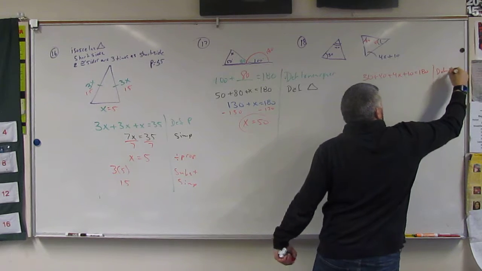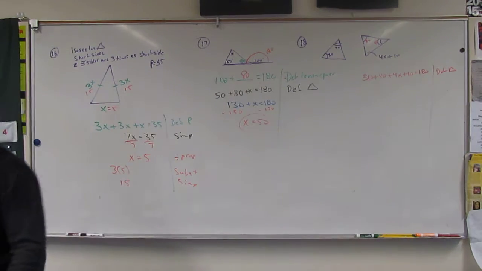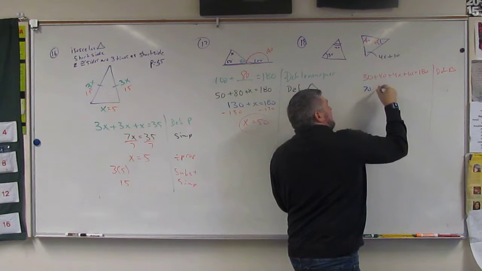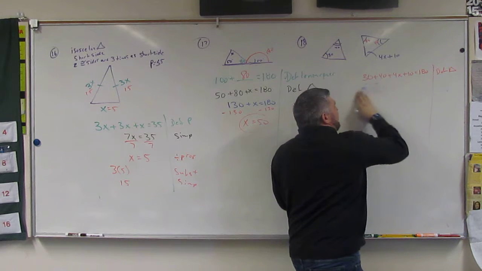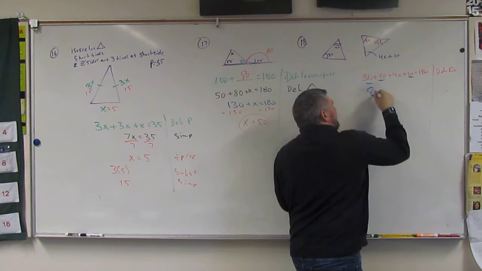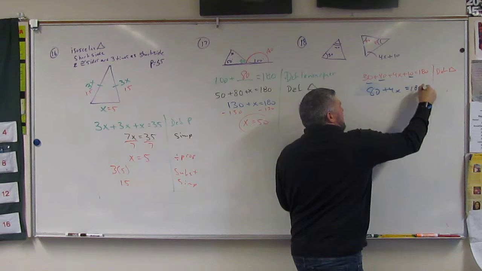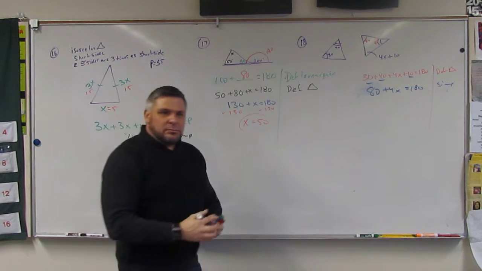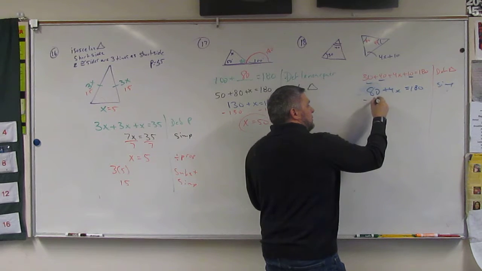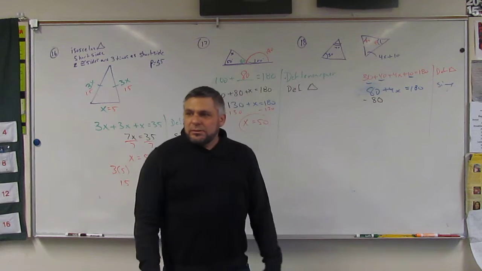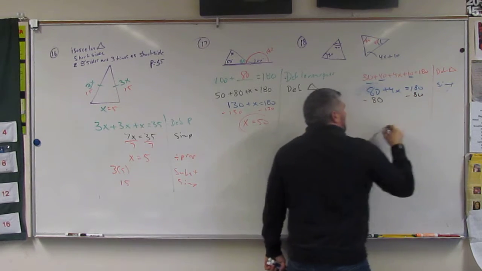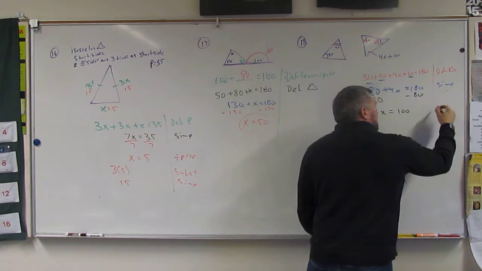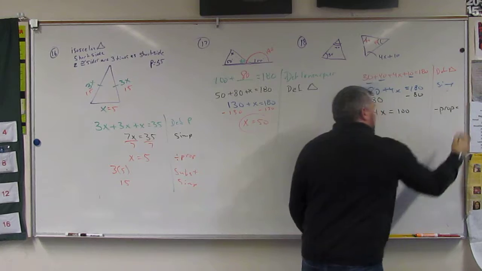Definition of a triangle. Same thing as before, right? All the angles add up to be 180 degrees. Then you have 30 and 40 is 70. 70 plus 10 is 80. Plus 4x equals 180. So that's simplification. So what do you do from here? Always the opposite, right? Subtract 80, subtract 80. So you get 4x is equal to 100. What's that called? Subtraction property of equality.